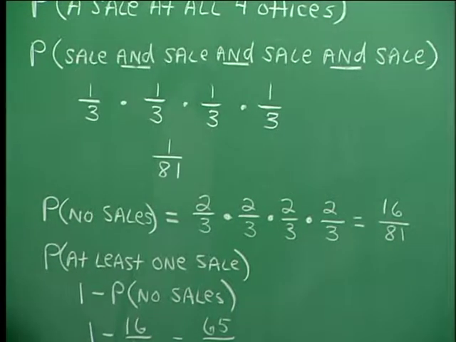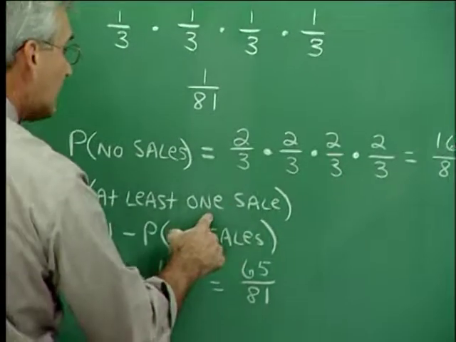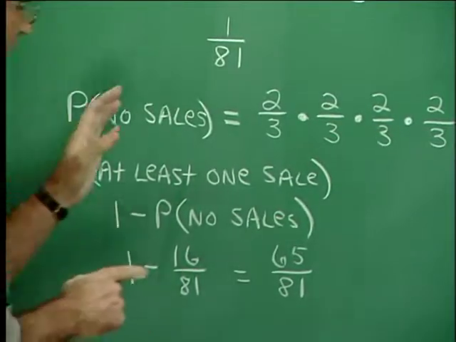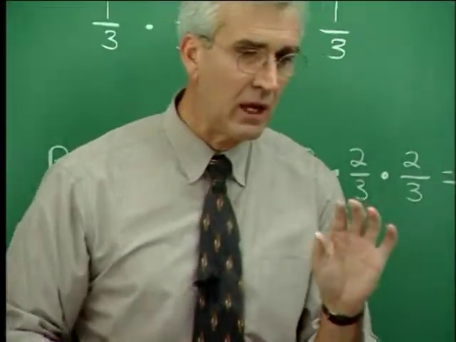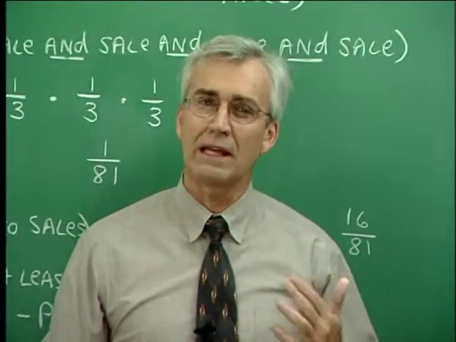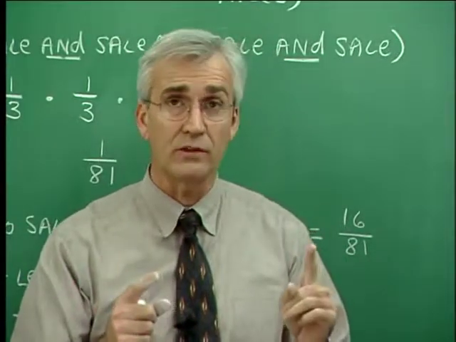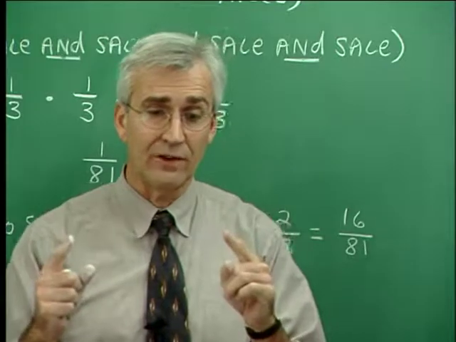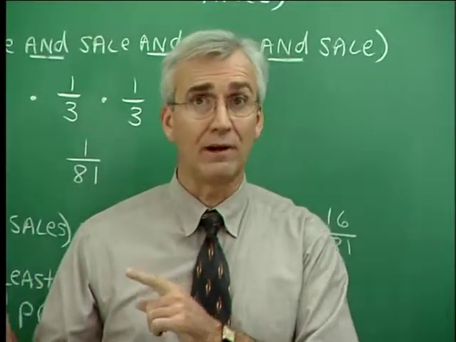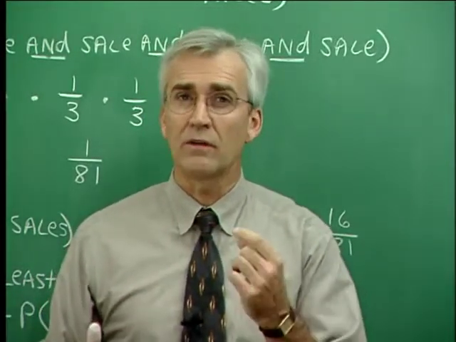Now, here's the interesting one, in my opinion. The probability of at least one sale, that's saying the probability of making one or more sales. Now, one way to make that calculation is to calculate the probability of exactly one sale and add the probability of exactly 2, and add the probability of exactly 3, and add the probability of exactly 4. You see, that's a way to do this. But there's a better way to do it.